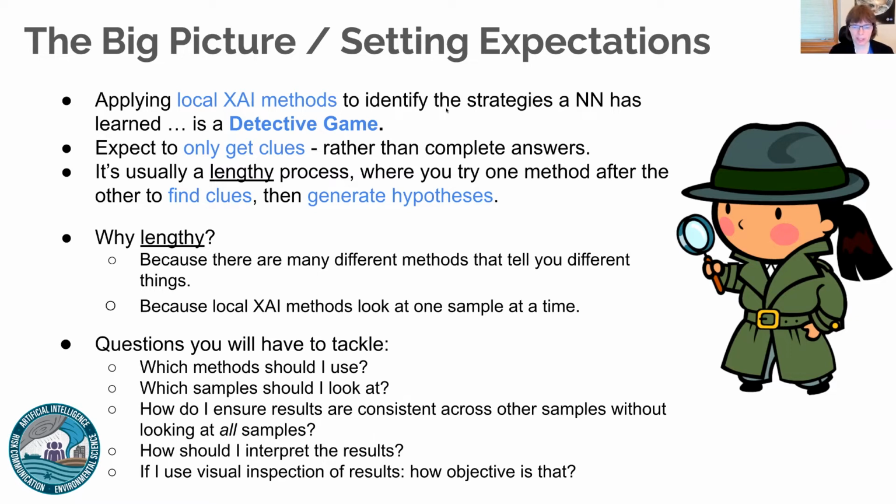Number two, which samples should you look at? You can't possibly look at all the different samples in your training or testing data set. How do I ensure the results are consistent across other samples without looking at all the samples? So for some samples, your attribution maps seem to indicate something, but does it generalize? Again, how should I interpret the results based on the fact that different methods give you different results? And we'll dive into that very deeply today.